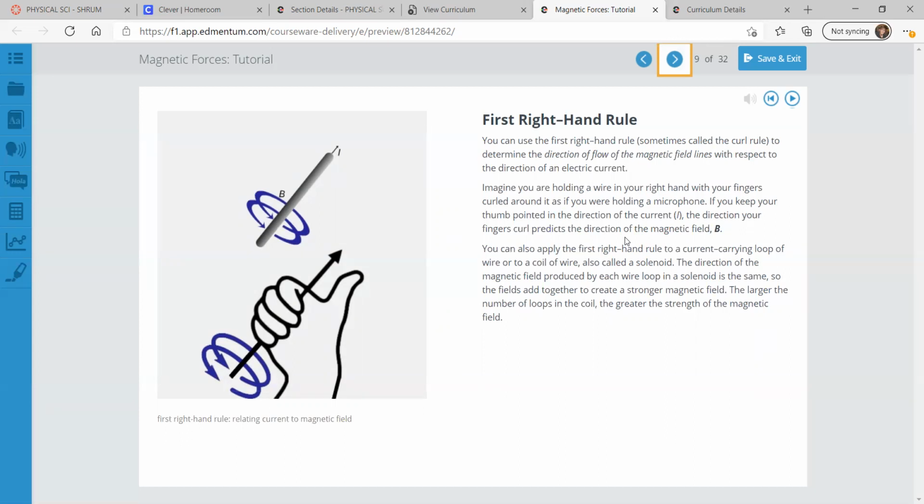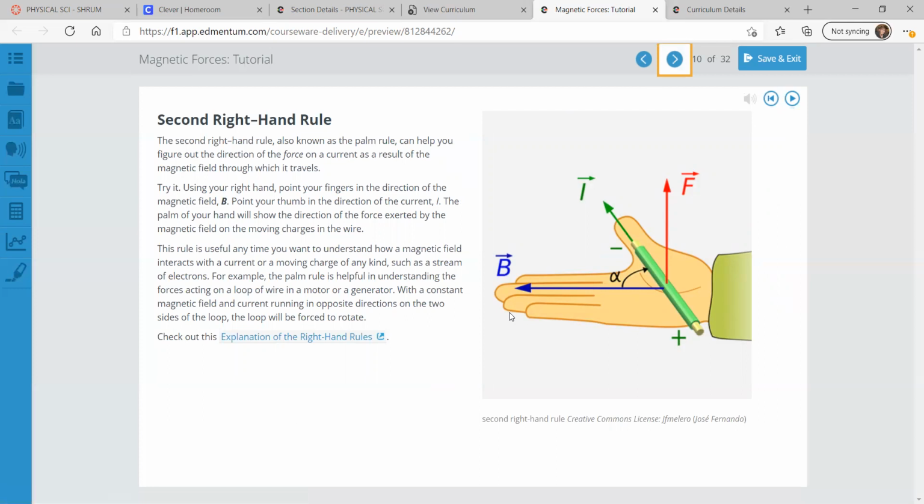You can also apply the first right-hand rule to a current-carrying loop of wire or to a coil of wire, also called a solenoid, and we'll look at that later. The direction of the magnetic field produced by each wire loop in a solenoid is the same. So the fields add together to create a stronger magnetic field. The larger the number of loops in the coil, the greater the strength of the magnetic field.